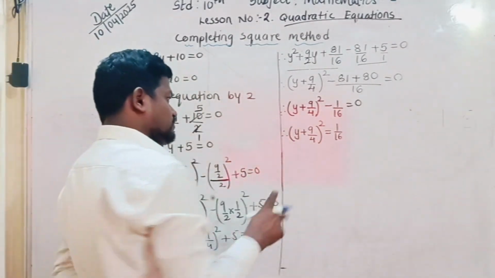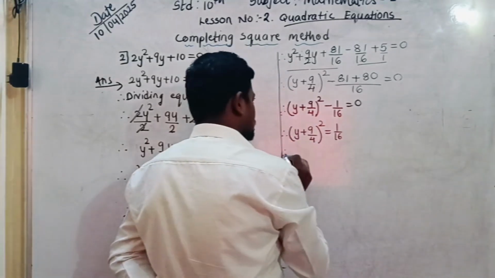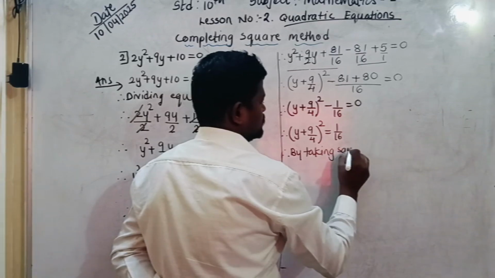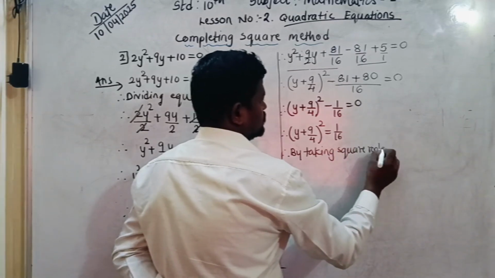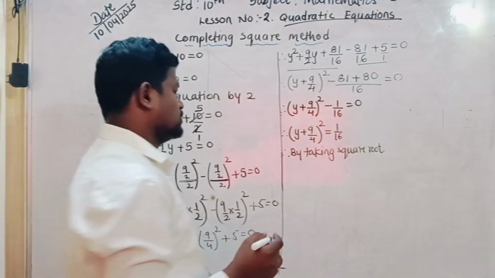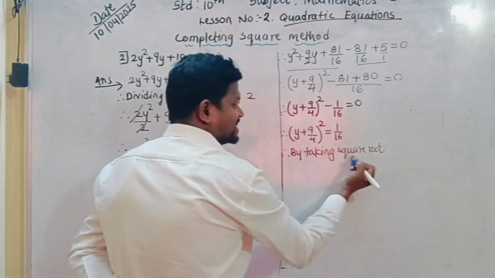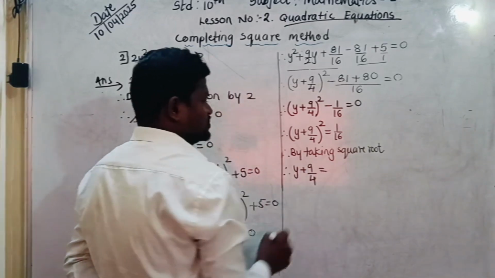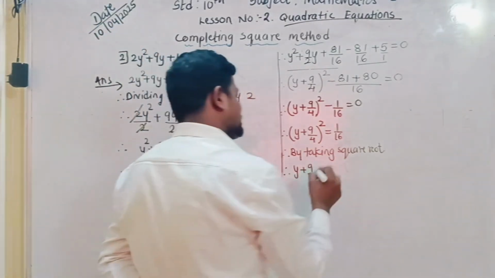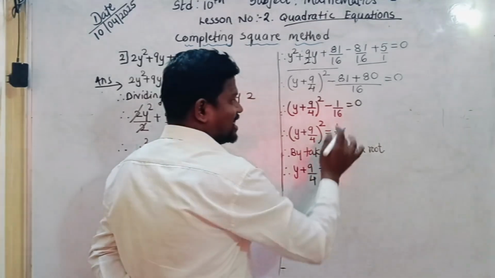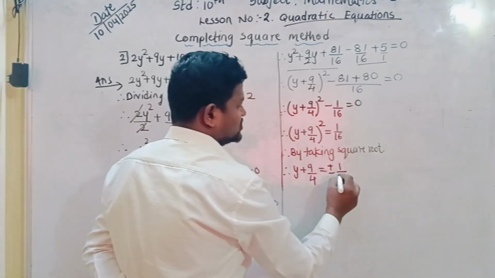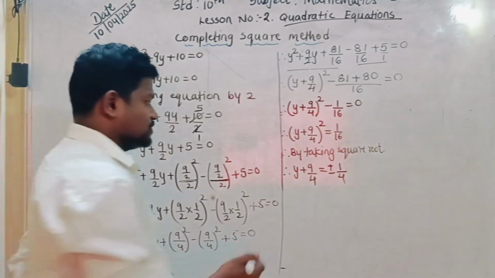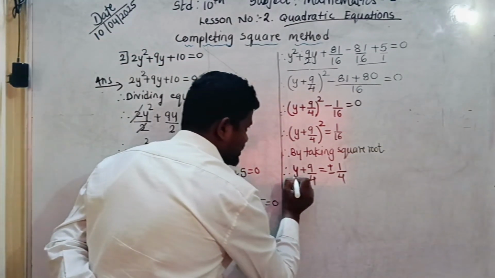So when we obtain such type of equation, we directly take the square root. Taking square root, so square is here. After taking square root, we have y + 9/4 is equal to plus minus, since it is a quadratic equation, and 1 is the square of 1 and 16 is the square of 4. Understood? Now see, we have to find the y value, right?